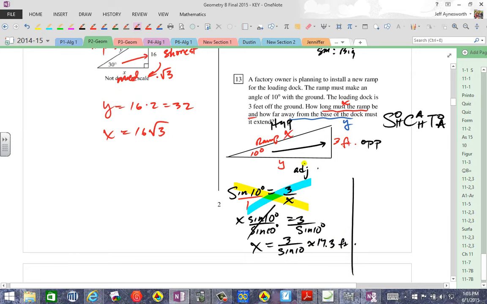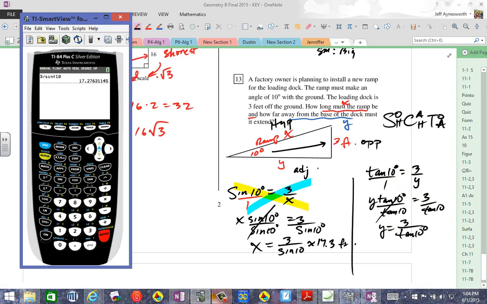I got to find y, so that's opposite divided by adjacent. That's a tangent function. See, opposite divided by adjacent. So the tangent of 10 degrees is equal to 3 divided by y. So cross multiply again and make it look like a fraction. So you get y times the tangent of 10 degrees is equal to 3, and you get y is equal to 3 divided by the tangent of 10 degrees this time.